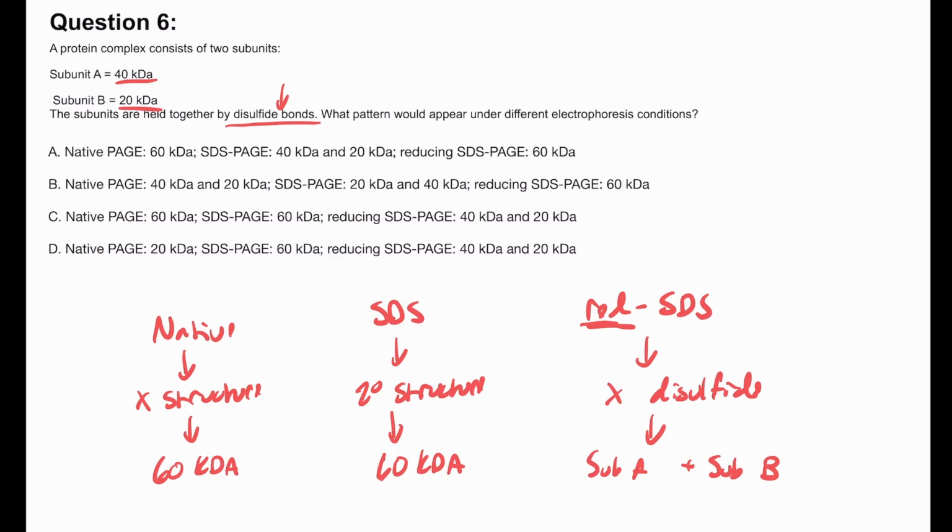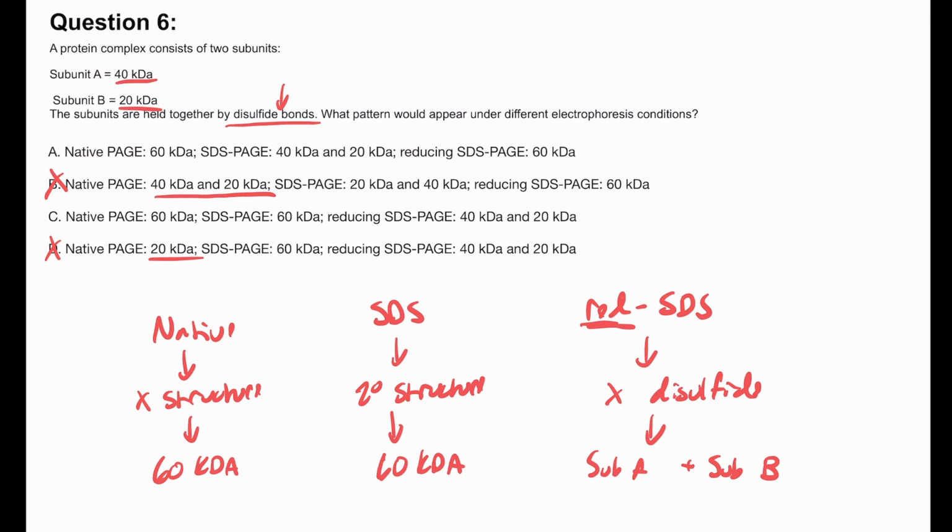So let's begin with just a native PAGE. We are expecting a 60 kilodalton product. So we know answer choice B is wrong because it says we're expecting a 40 kilodalton and 20 kilodalton product. And we know answer choice D is wrong because it also doesn't represent the 60 kilodalton product we're expecting.